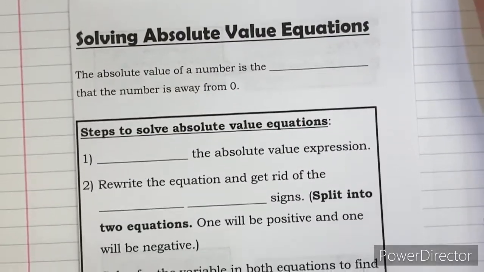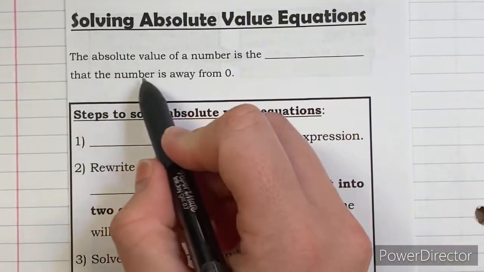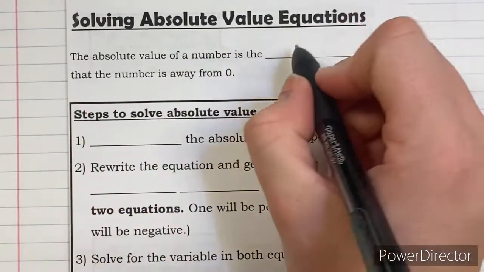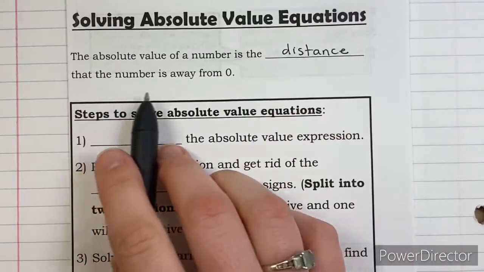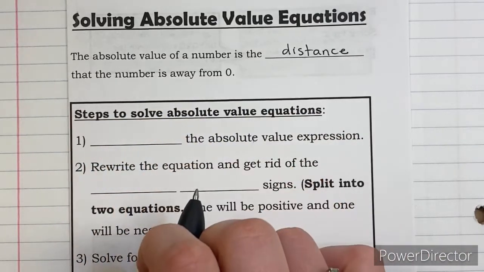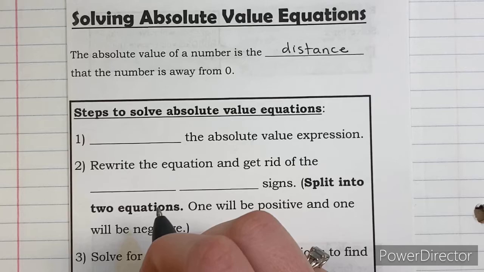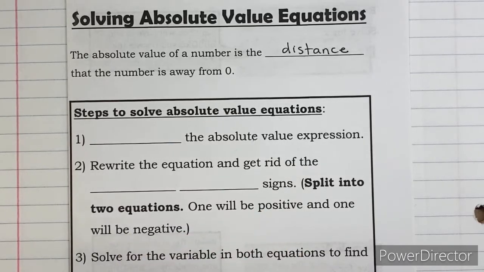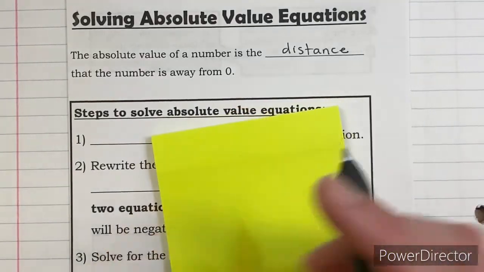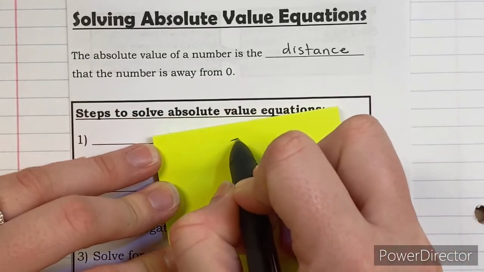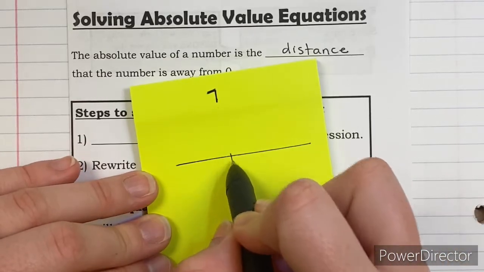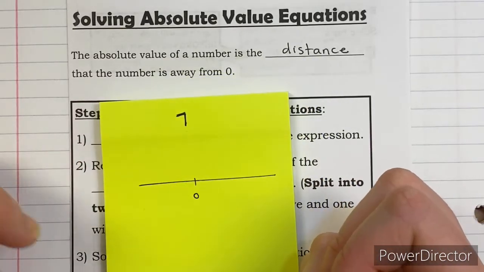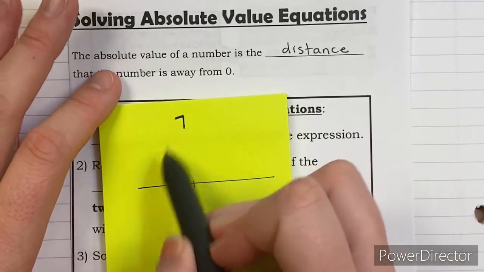Okay, so let's go back up here to the top. The absolute value of a number is the distance that number is away from 0. So absolute value only refers to the distance a number is away from 0. For example, if I talk about the number 7, on a number line, here's 0. You need to be thinking about what are the two numbers that are 7 spaces away from 0.